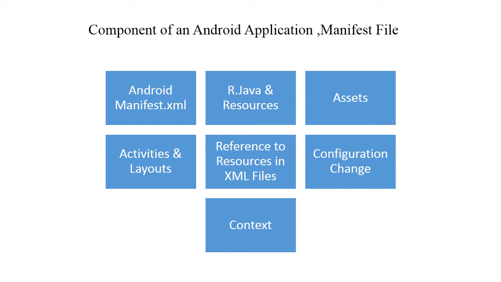Today we will discuss the components of an Android application and the manifest file. In a previous lecture we discussed the introduction to Android, the features of Android, and the Android application architecture. The components of an Android application are: first, the Android manifest file, then R.java, resources, assets, activity, layouts, reference to the resources in an XML file, configuration change, and the context.